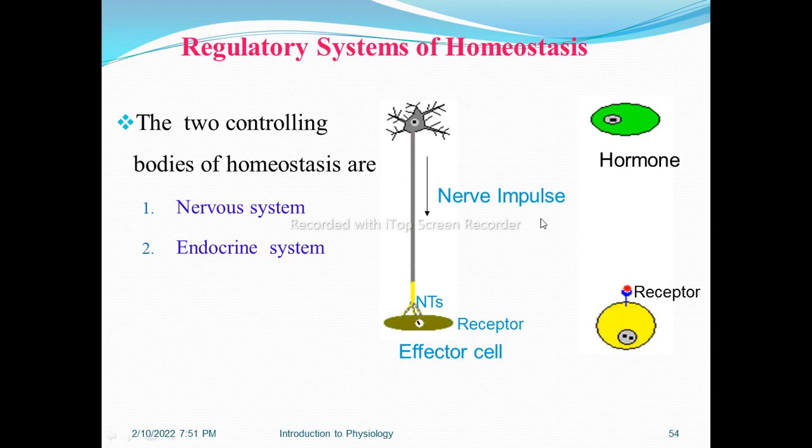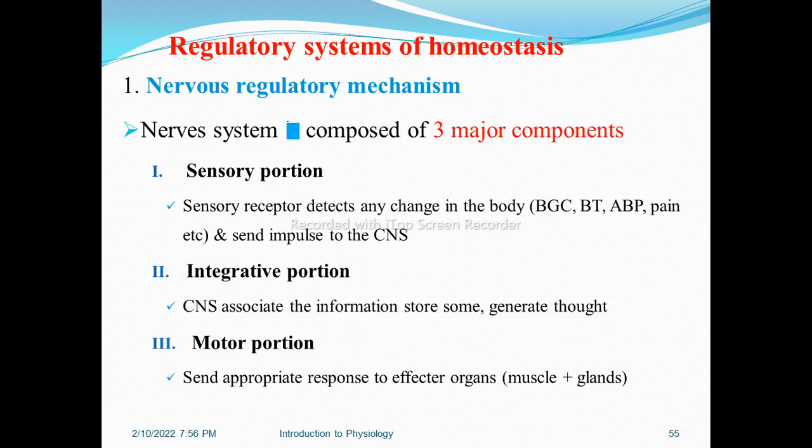It uses nerve impulse, but the endocrine system uses a chemical messenger called hormone. The nervous system is automatic and gives a fast response because of nerve impulse, but the endocrine system is a slow process. It is secreted in glands and moves into the bloodstream. So this is a nervous regulation mechanism.